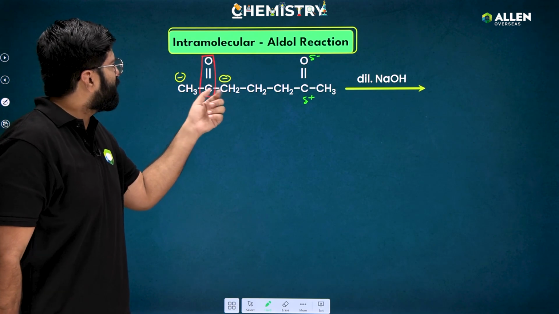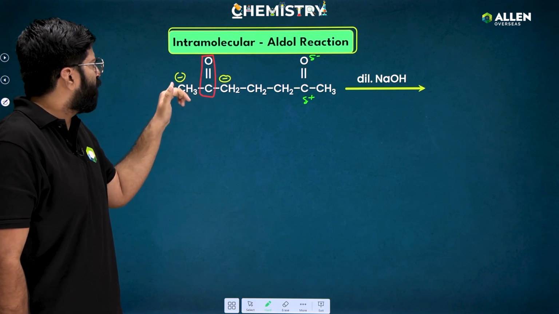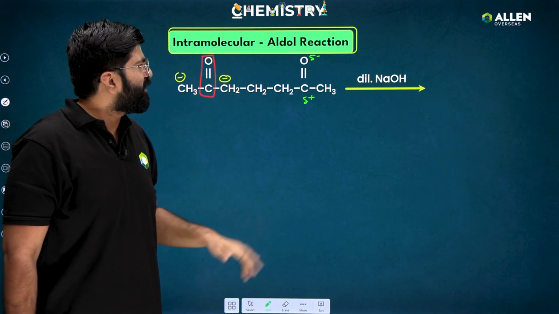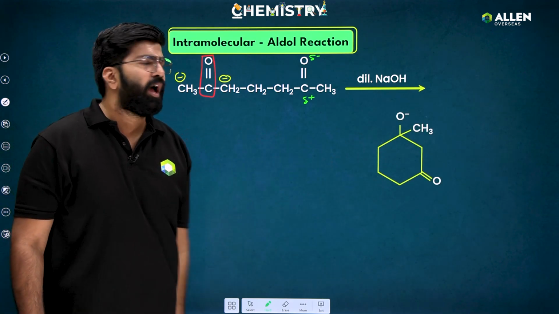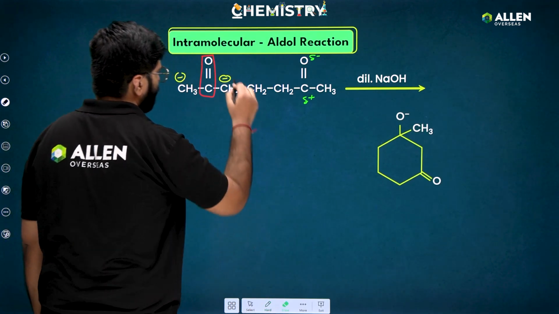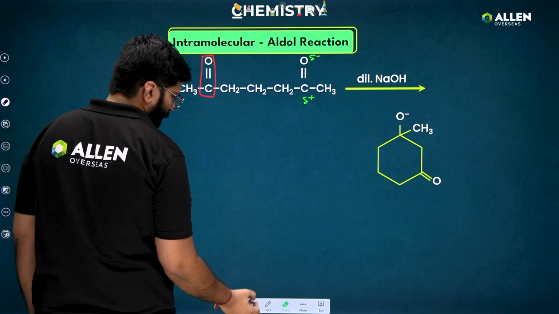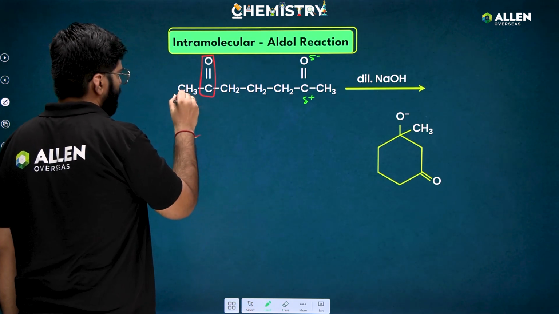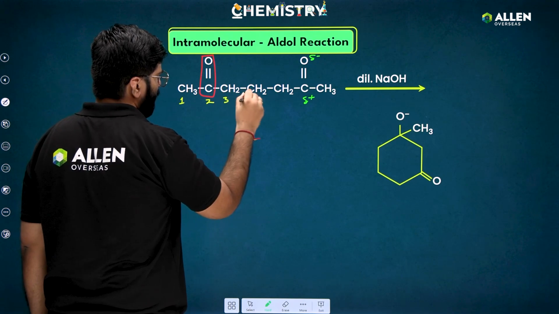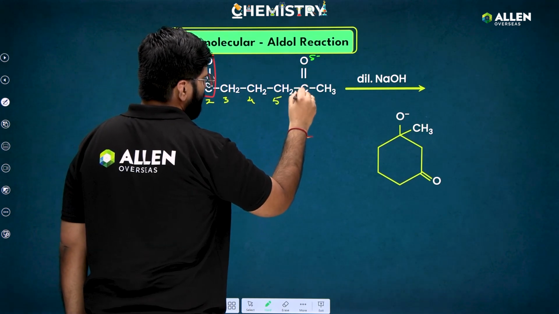That's why, instead of this, we will donate the lone pair from here and make the compound, and it is going to look something like this. But sir, how? Let's see. So over here, write the numbers. This is 1, this is 2, this is 3, this is 4, this is 5, and this is your 6.